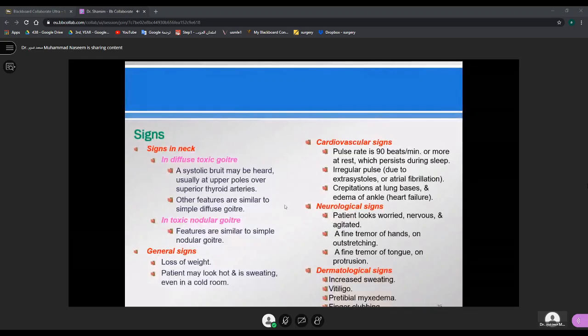On examination, you can find a lump in the neck, as in simple goiter, but in addition, you will find endocrine signs here. In the neck, if the goiter is diffuse, when you place a stethoscope on top of the lobe, you can hear a systolic bruit. This is characteristic of hyperthyroidism. Other features are similar to simple diffuse goiter. In toxic nodular goiter, this is also similar. On general examination, you find that the patient is losing weight, may look hot and is sweating, even in a cold room.